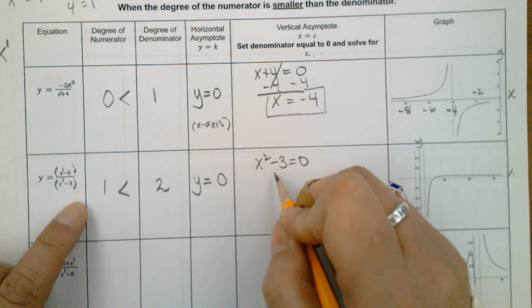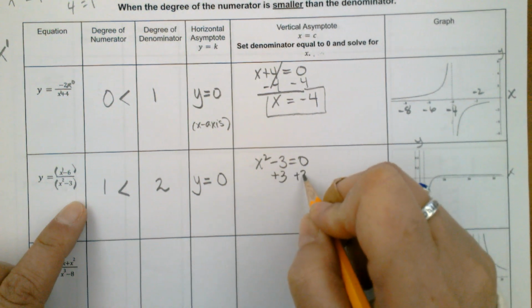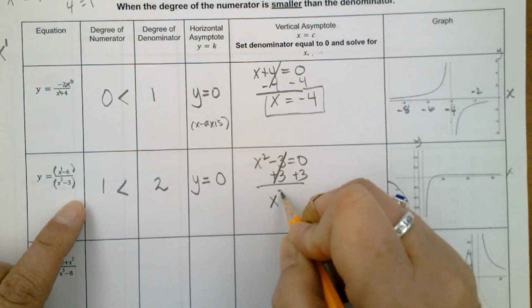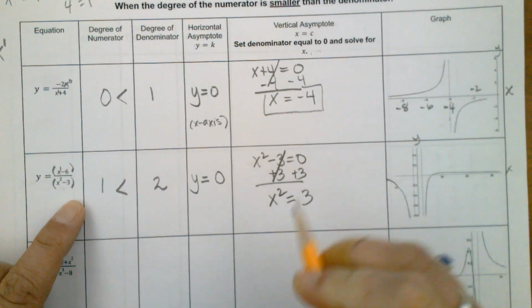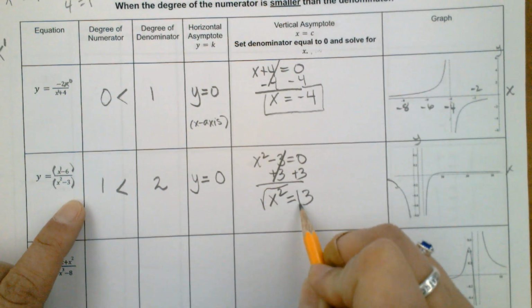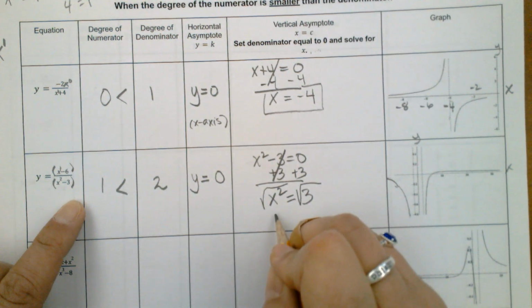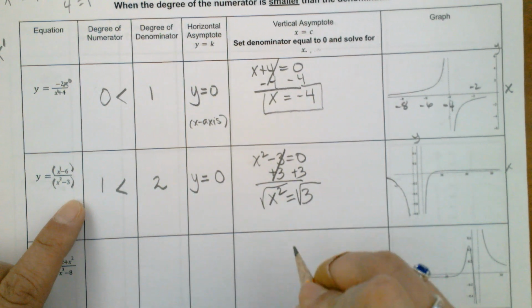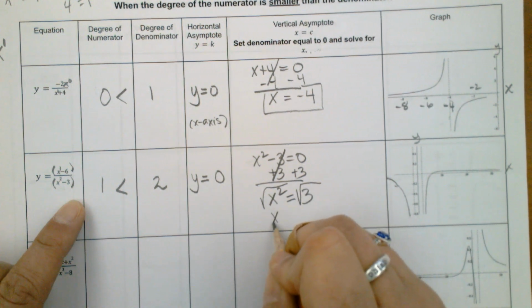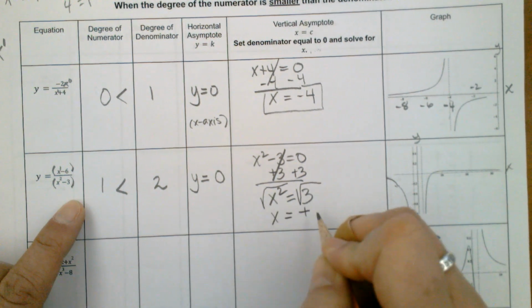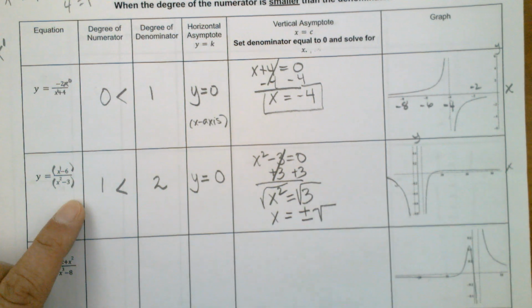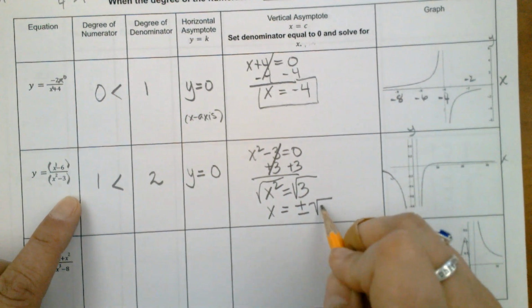Okay, so for this one, let's solve for our vertical. So plus 3 plus 3. So x squared equals 3. Now we have a square. In order to get rid of a square, we take the square root. And you have to be careful with this because when we take the square root, we actually have two answers. We have x equals positive or negative square root of 3.